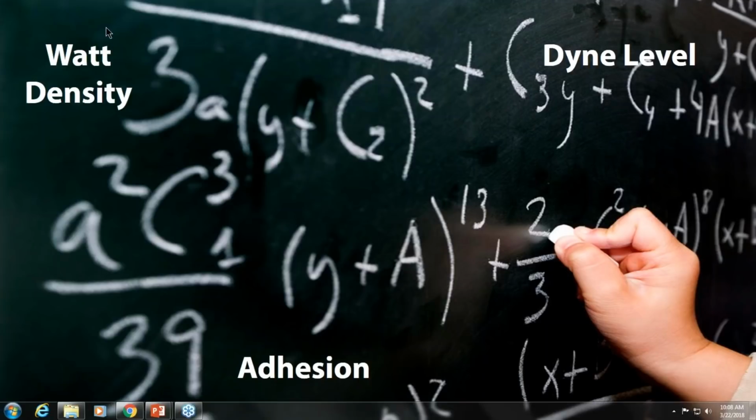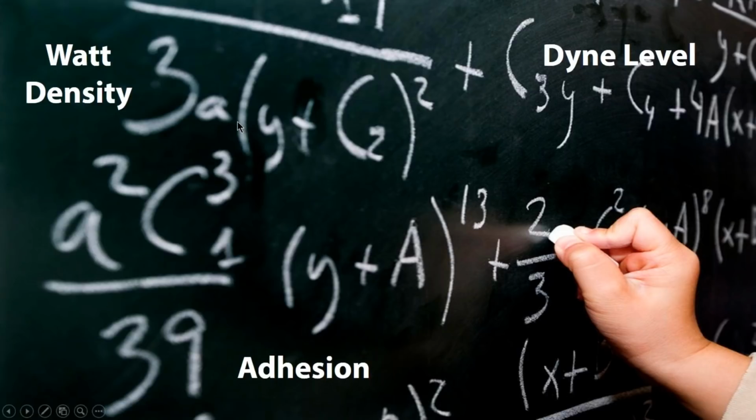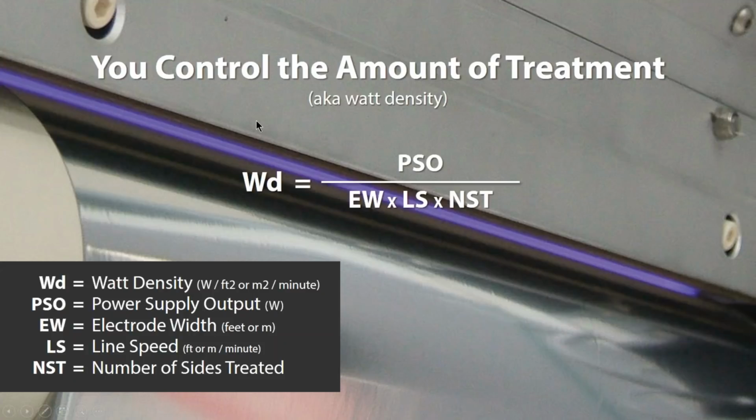So what are we looking at here in terms of the basic components of your corona treating system, and how are these components all put together? So the first thing we're going to look at is watt density, and then we're going to look at dyne level, and we're going to look at adhesion. And we're going to look at these three things and see how they interact or interplay with one another as we go forward. So let's take a dive into here, and we'll start with watt density.